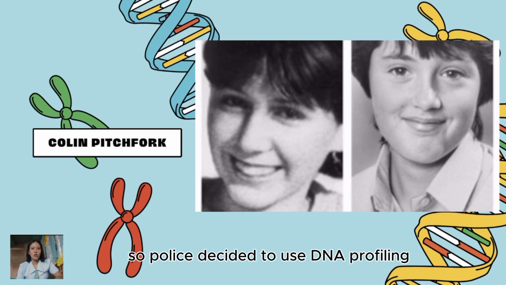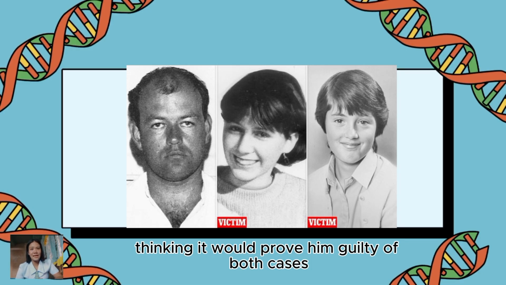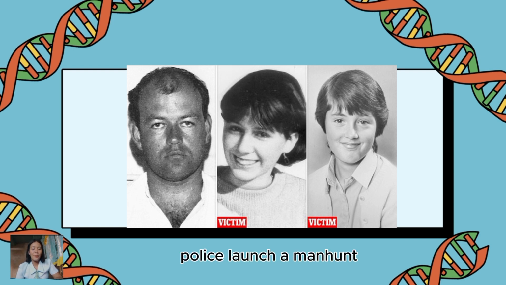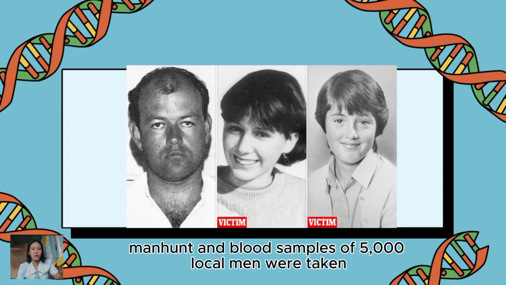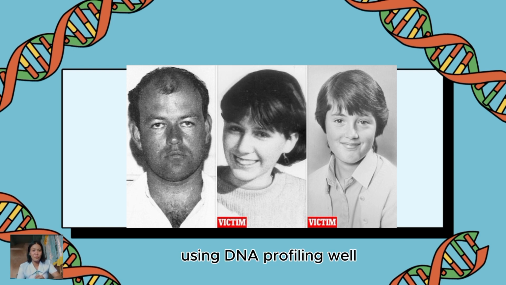Police decided to use DNA profiling, thinking it would prove him guilty of both cases. But when Buckland's DNA didn't match the killer's DNA, police launched a manhunt and blood samples of 5,000 local men were taken. So Buckland became the first suspect cleared using DNA profiling.